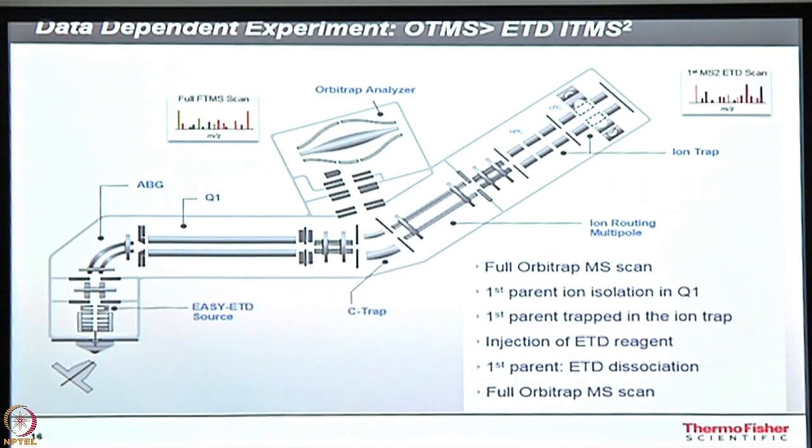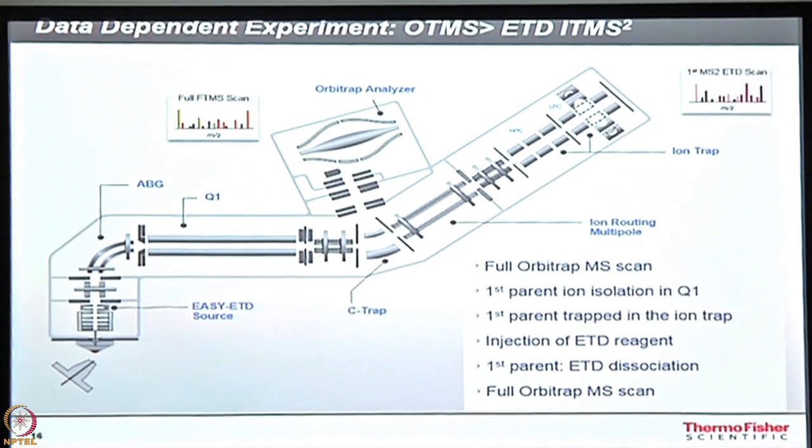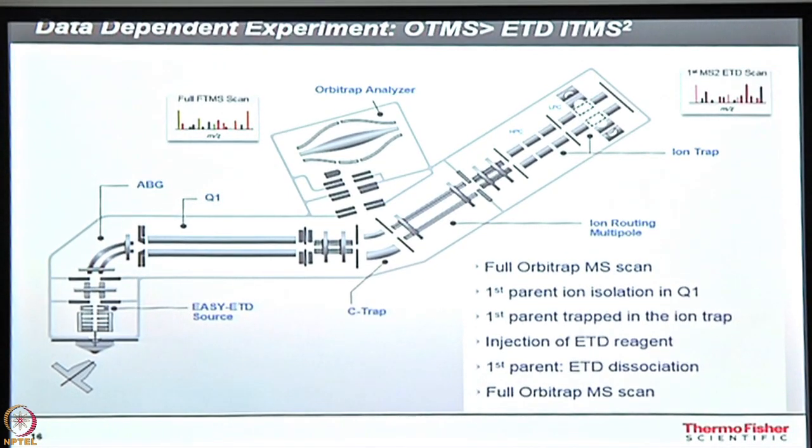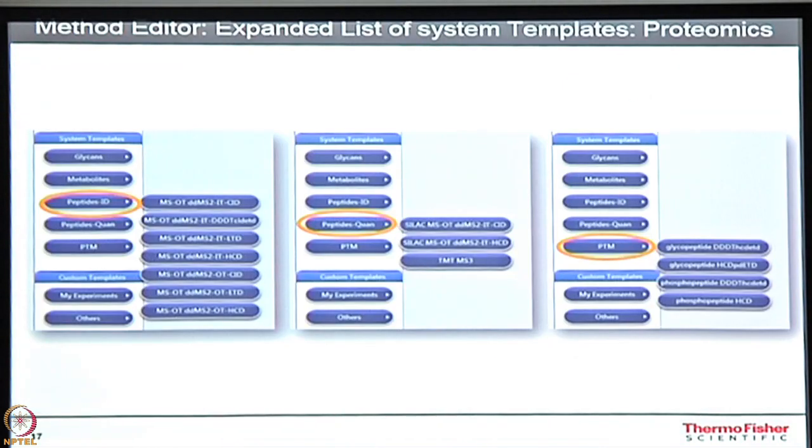So ETD is a very specialized case, used only when you are going for PTM type analysis, so post-translational modifications like phosphorylation or acetylation or glycosylation. In those cases, you have to use this ETD reaction. The better part in the instrument is that there are already templates for all types of analysis, so you don't have to start from scratch. You just click on which method you want to use, either identification, quantification, or PTM work, select that method and run it. So there are already templates made.